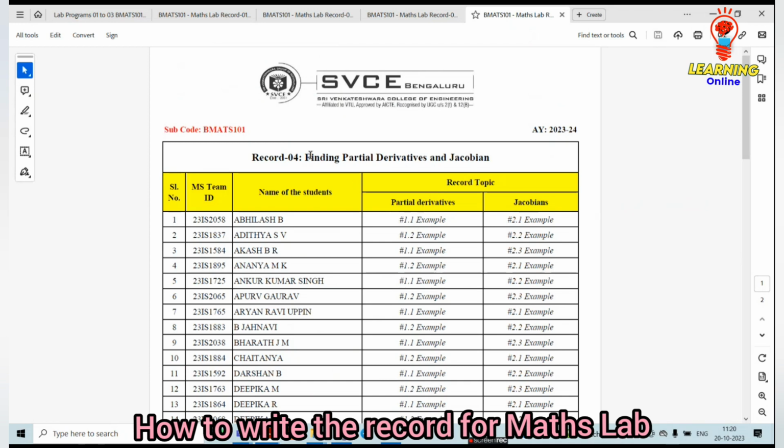Then similarly for finding the partial derivative and the Jacobian, that is record number 4. This is lab 3, 1.1, then 2.1 for that particular person. Whatever topic is allocated, only that particular example you have to write in the record. Don't write all the codes that are in your manual itself.